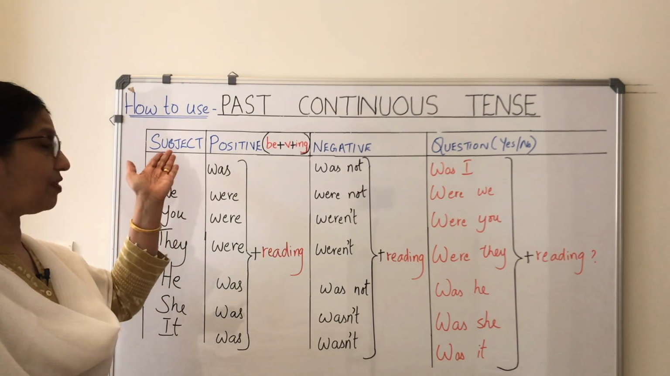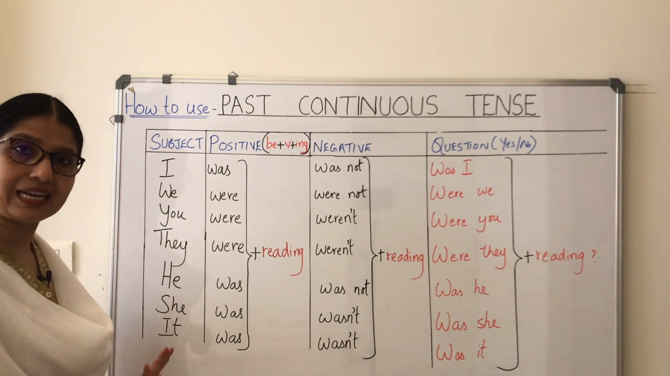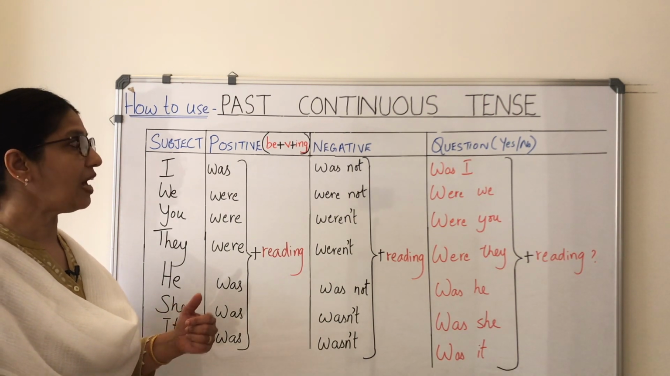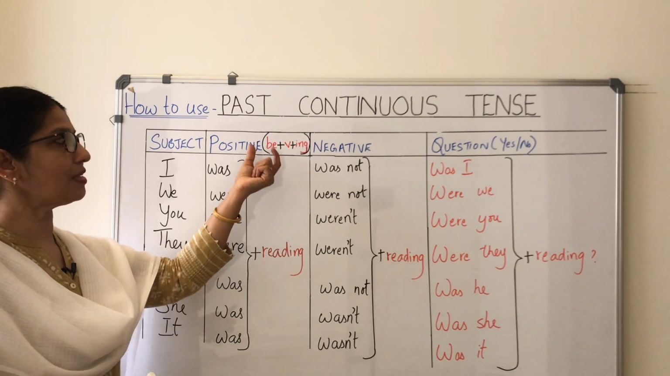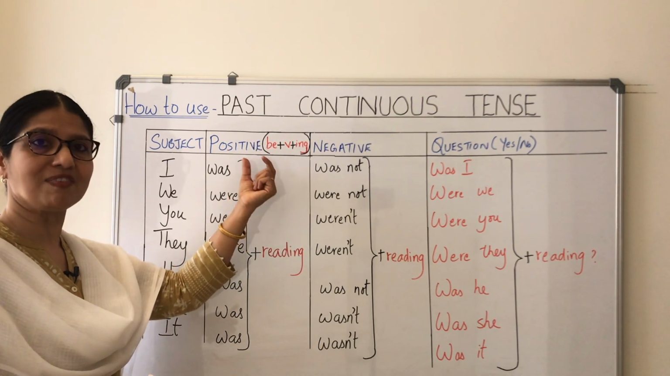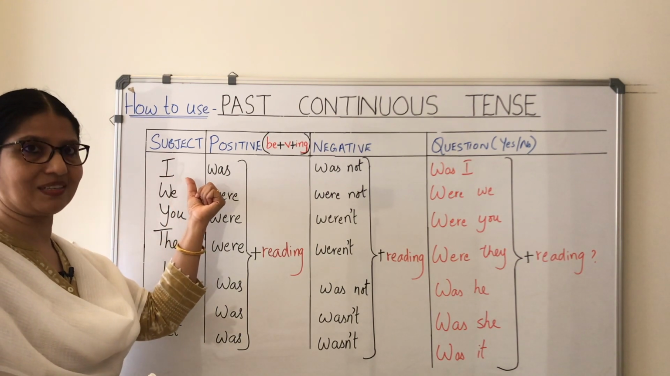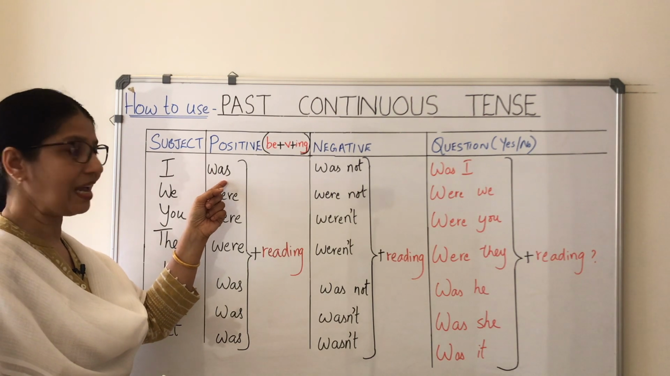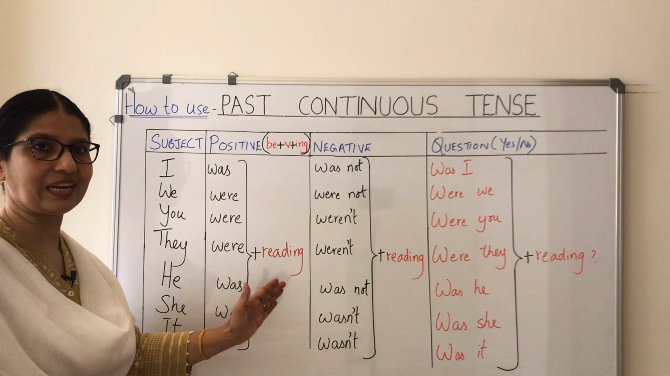So here on the board I've written all the subject pronouns: I, we, you, they, he, she and it. And in order to make the positive form, we have to use this formula. We use be plus verb in the ing form. So how do we use the helping verb be? We will have to change it according to the subject. So with I, we don't say I be, we say I was, and the ing form of read is reading. So you have I was reading.